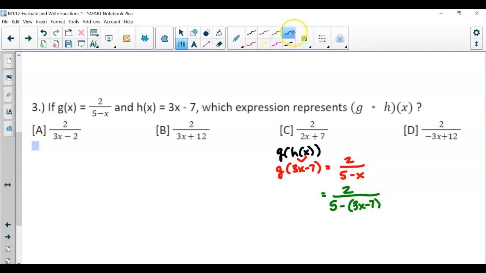Now here you had to be careful because you can't just combine like terms yet. See how you had a negative? You had to distribute the negative 1 first. So this is 2 over 5 minus 3x plus 7. So after combining like terms, you have 2 over negative 3x plus 12. So that's why here the answer is B.